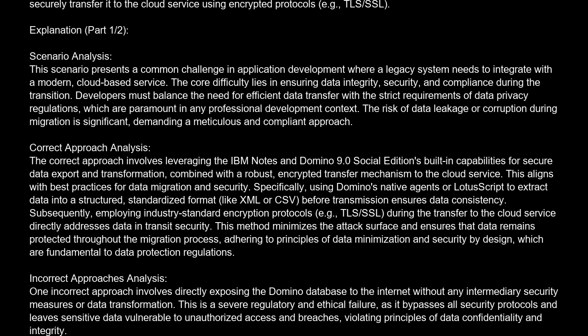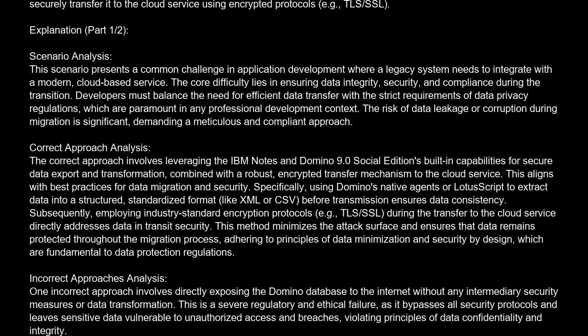Correct approach analysis. The correct approach involves leveraging the IBM Notes and Domino 9.0 Social Edition's built-in capabilities for secure data export and transformation, combined with a robust, encrypted transfer mechanism to the cloud service. This aligns with best practices for data migration and security. Specifically, using Domino's native agents or Lotus script to extract data into a structured, standardized format like XML or CSV before transmission ensures data consistency.